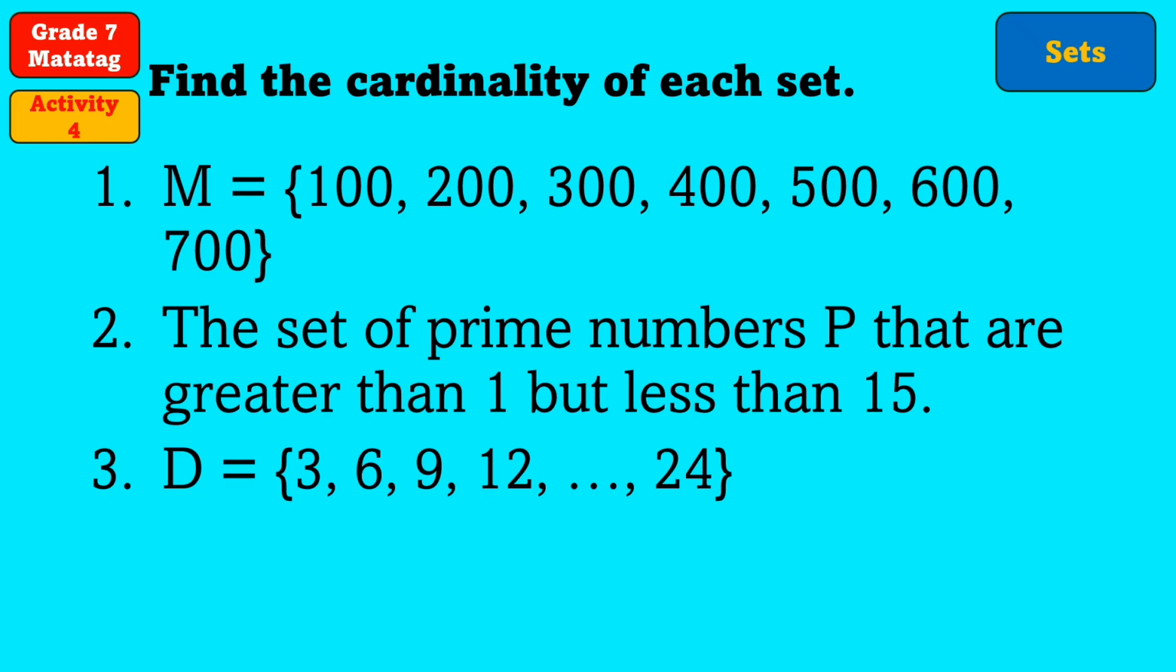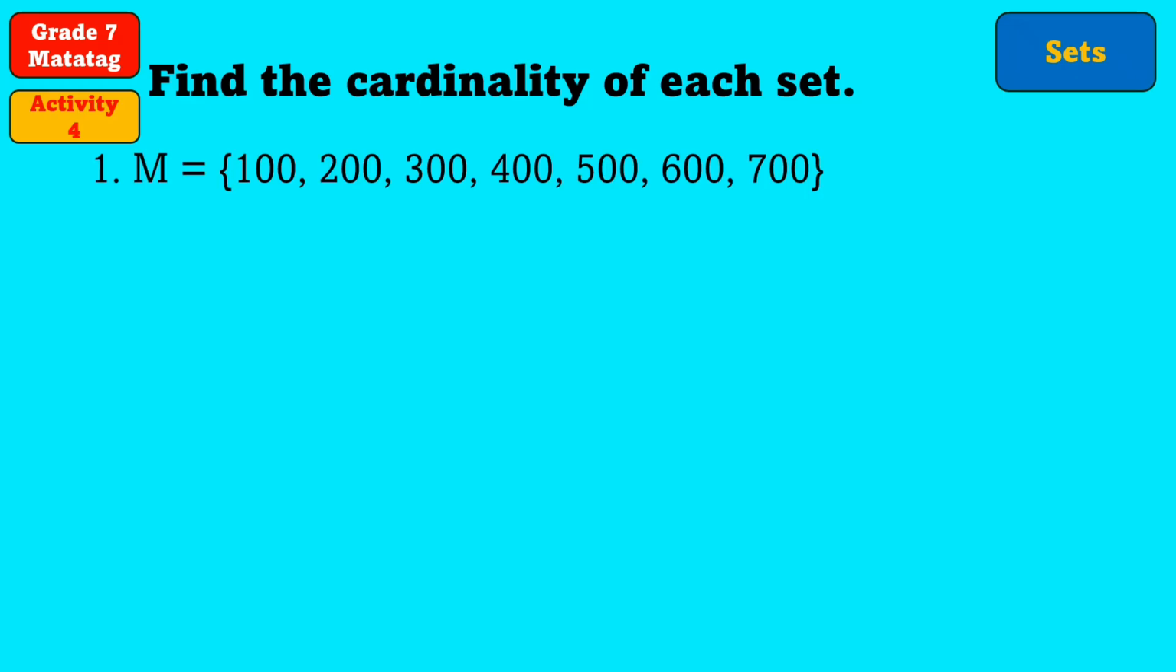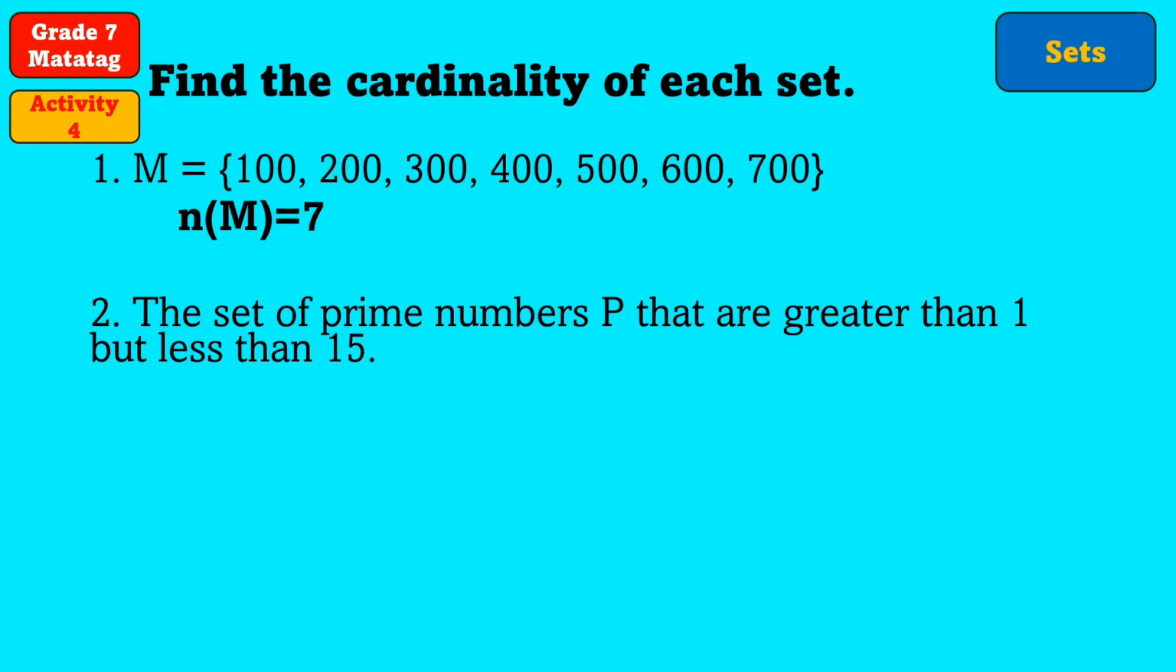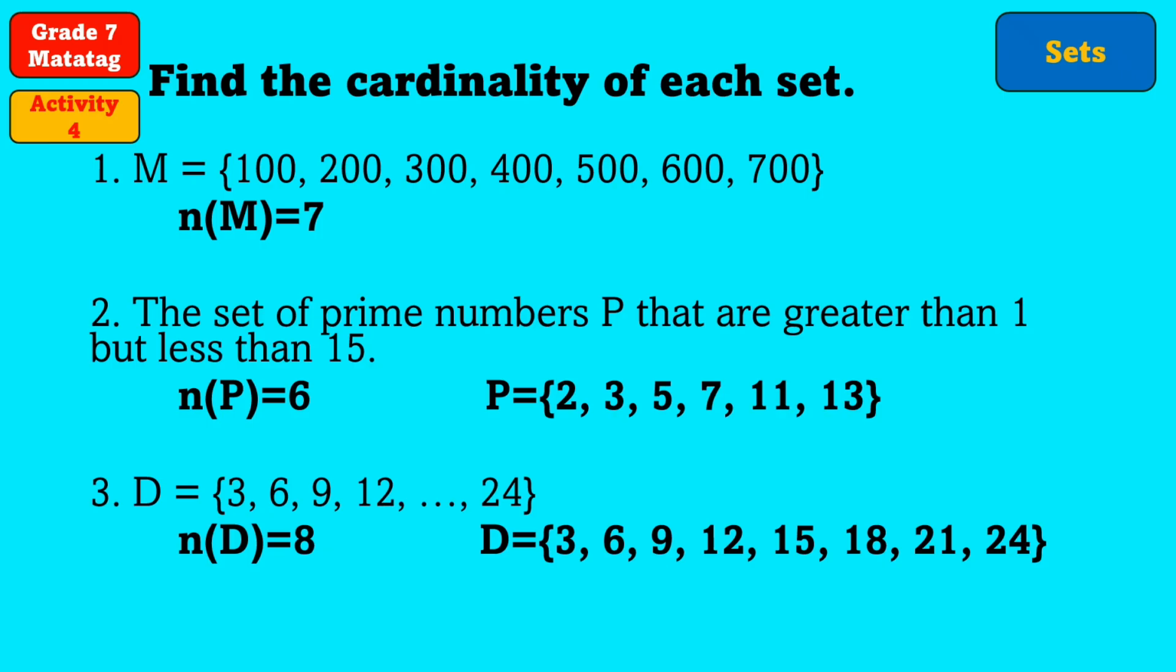Let's check your answers. Number 1, n of M is equal to 7. Number 2, n of P is equal to 6 with the elements 2, 3, 5, 7, 11, and 13. And number 3, we have n of D is equal to 8 with the elements 3, 6, 9, 12, 15, 18, 21, and 24. These are the multiples of 3 up to 24.